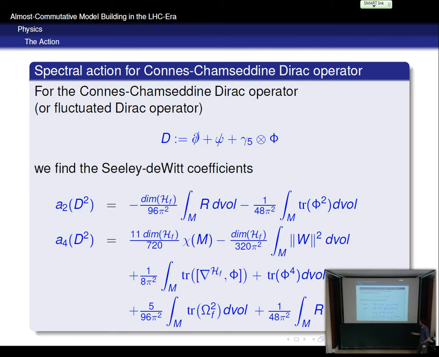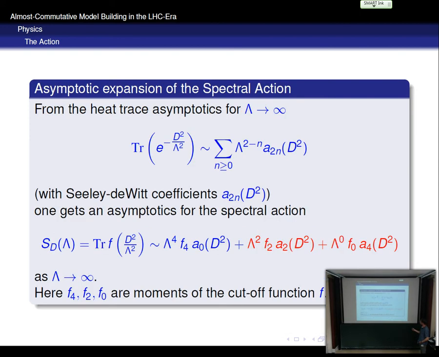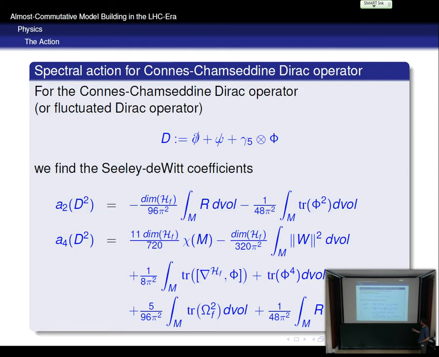Chamseddine and Connes showed this and went on. So in this a2 term, this Seeley-DeWitt coefficient here, you get scalar curvature, which we interpret as the Einstein-Hilbert action. We get a trace of the endomorphism field squared with a minus sign in front, and in the a4 term we find the trace of the endomorphism field to the power 4 with a plus sign in front. If you take these two, what you get is a Mexican hat like W-shaped potential. This is what triggers the whole symmetry breaking mechanism.